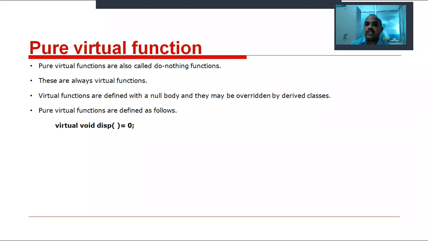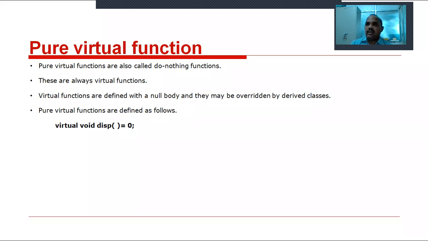Pure virtual functions are also called do nothing functions. So defined but never used. That is the meaning of pure virtual functions. Okay, pure virtual functions are defined but never used. Then the next one, these are always virtual functions. Pure virtual functions are defined with a null body and they may be overridden by derived classes.